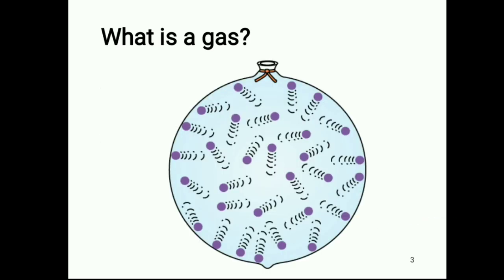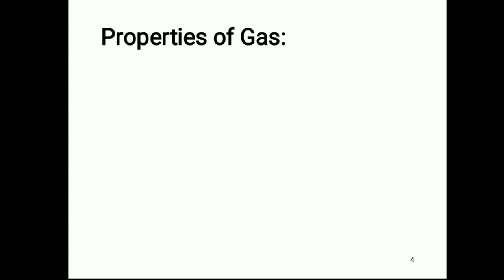So first, let's define a gas. What is a gas? A gas is a kind of matter with particles that are widely separated from one another. As you can see in this illustration, we have gas particles that are separated and tend to push one another and against the wall of the container. Let's have the common properties of gas.